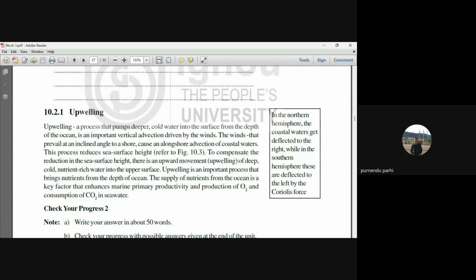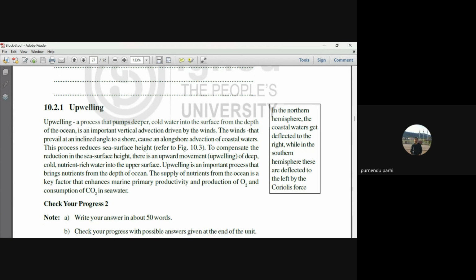Upwelling is an important process that brings nutrients from the depth of the ocean. The supply of nutrients from the ocean is a key factor that enhances marine primary productivity and production of oxygen and consumption of CO2 in seawater.